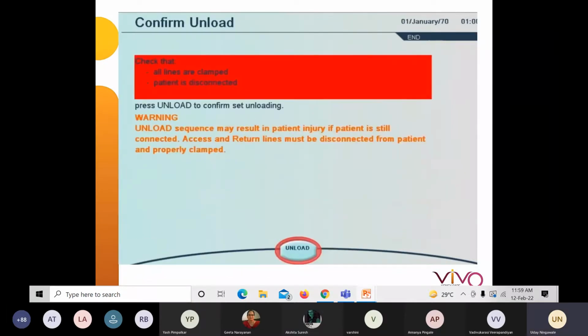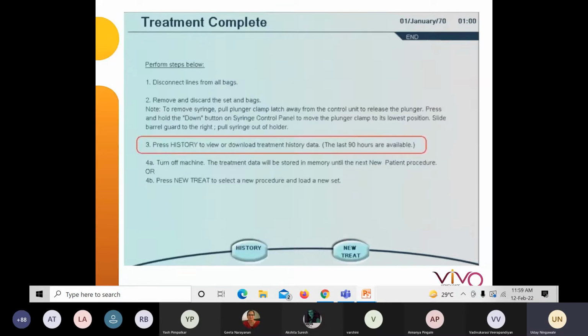Confirm the unload. If you confirm the unload, then only the set is unloaded. The unload sequence may result in patient injury if the patient is still connected. So access and return lines must be properly clamped and disconnected from the patient. And then you press unload. And then the patient treatment is completed.